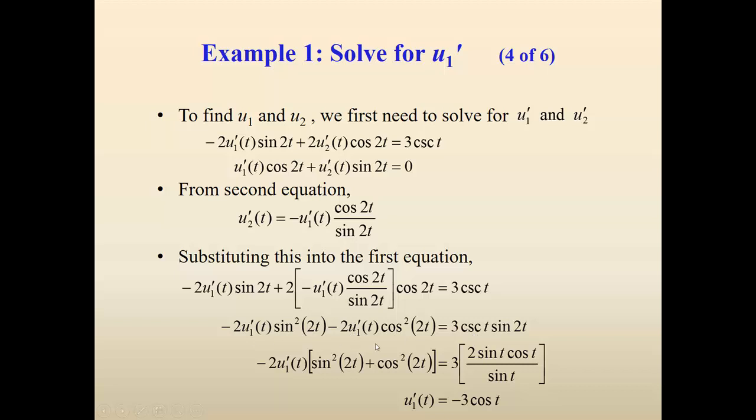Well, notice I have u1s, technically negative u1s, for both terms. Factor out the u1 prime times 2, and notice I have sine squared plus cosine squared. That's 1. So, divide out by the negative 2, and I get negative 3 cosine of t. Because remember, cosecant of t is 1 over sine t. And sine of 2t is a trig identity. That's 2 sine t cosine t. So the sines cancel out, and I'm left with 6 cosine of t over negative 2, or negative 3 cosine of t.